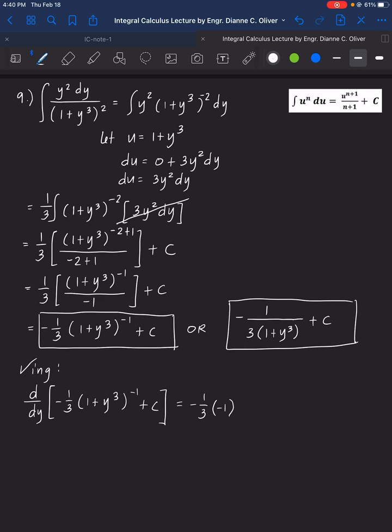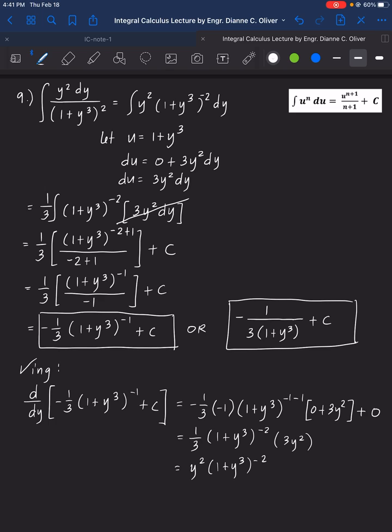Then the base 1 plus y raised to 3, negative 1 minus 1. Then the derivative inside. Then this is 0 plus 3y squared dy. So 3y squared plus the derivative of constant 0. So that is now equal to 1/3 (1 plus y raised to 3) raised to negative 2 times 3y squared. So we can cancel out 3 here. So what's left is y squared (1 plus y raised to 3) raised to negative 2, and that is equal to y squared all over (1 plus y raised to 3) squared.